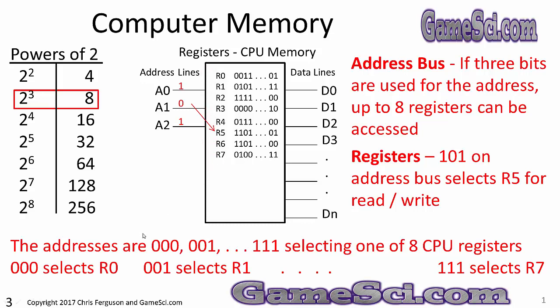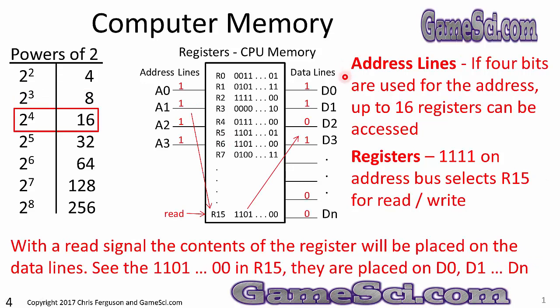The possible addresses are 000, 001, ... all the way to 111, selecting one of 8 CPU registers. 3 zeros on the address lines would select R0. 001 on the address lines would select R1. In this case, 101 on the address lines is a 5 in binary, so that selects register 5 to access.